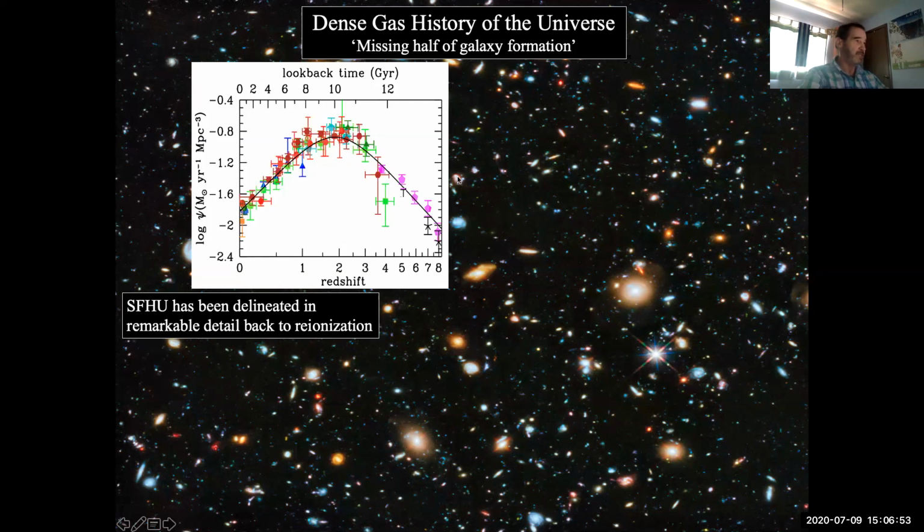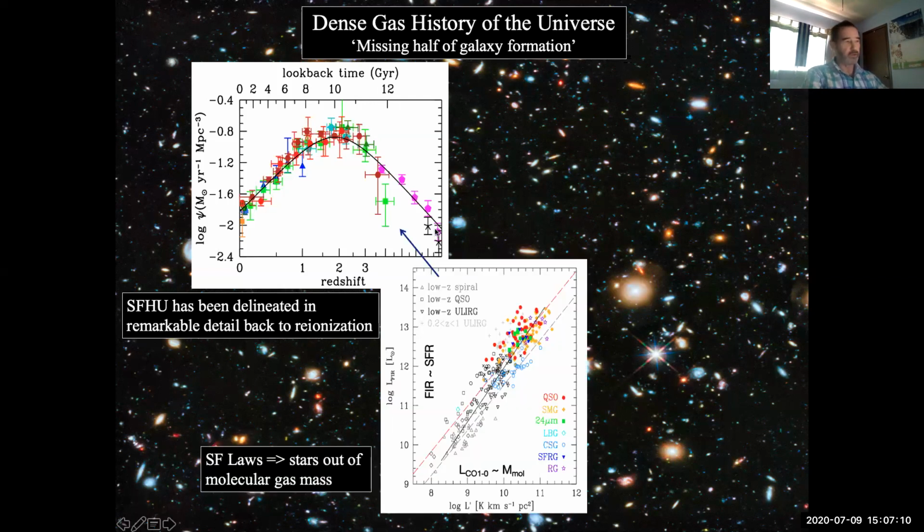And this is now a standard tool in cosmology. This rise in the star formation rate to the peak at about redshift 2, when half the stars in the universe form, and then the fall to higher redshift. Really, one of the great legacies of the Hubble Space Telescope.